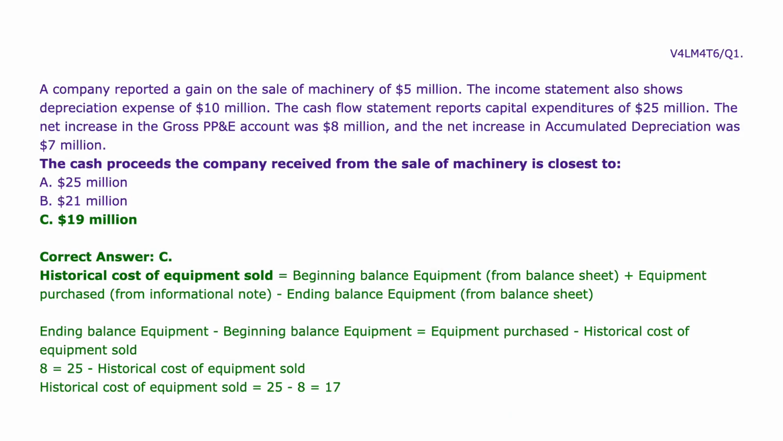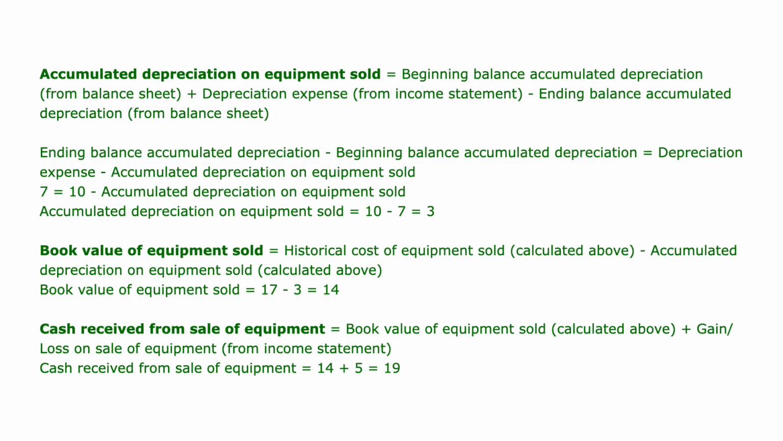Historical cost of equipment sold equals beginning balance equipment from balance sheet plus equipment purchased from informational note minus ending balance equipment from balance sheet. Accumulated depreciation on sold equipment equals beginning balance plus depreciation expense minus ending balance. Book value of equipment equals historical cost minus accumulated depreciation. Cash from equipment sale equals book value plus gain loss.